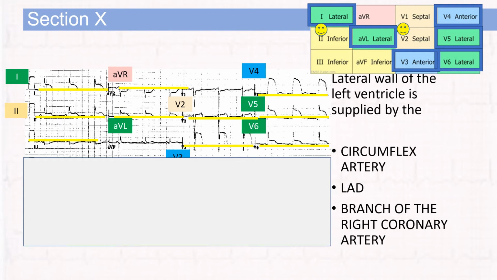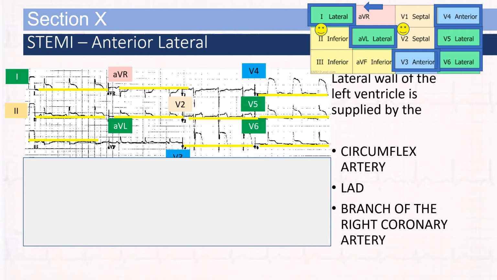Look at AVR. AVR is depressed. AVR looks from the right side of the heart. So you could consider V1 being depressed as reciprocal changes to the lateral leads that are elevated, the opposite view.